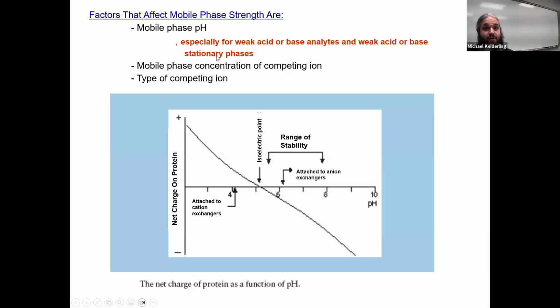So factors that affect the mobile phase there are things like the mobile phase pH, especially for weak acid or base analytes and weak acid or base stationary phases. The mobile phase concentration of a competing ion and the type of competing ion. So here's the net charge of a protein as a function of pH. And so you can switch whether it be attached to anion exchangers or cation exchangers as a function of pH.